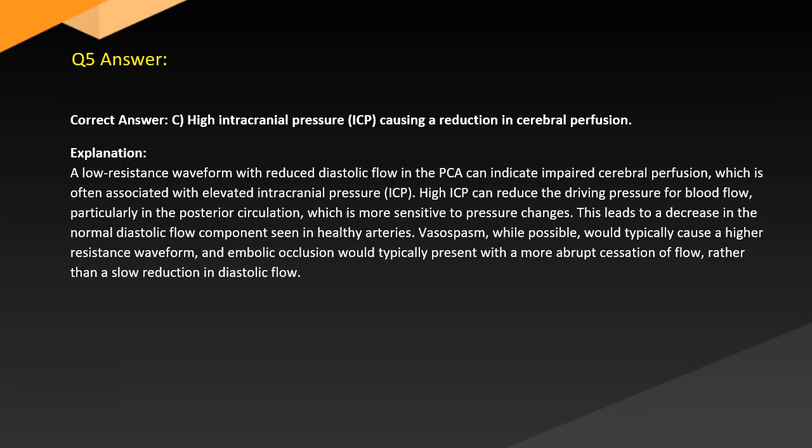Answer. Correct answer: C. High intracranial pressure causing a reduction in cerebral perfusion. Explanation. A low resistance waveform with reduced diastolic flow in the PCA can indicate impaired cerebral perfusion, which is often associated with elevated intracranial pressure. High ICP can reduce the driving pressure for blood flow, particularly in the posterior circulation, which is more sensitive to pressure changes. This leads to a decrease in the normal diastolic flow component seen in healthy arteries.